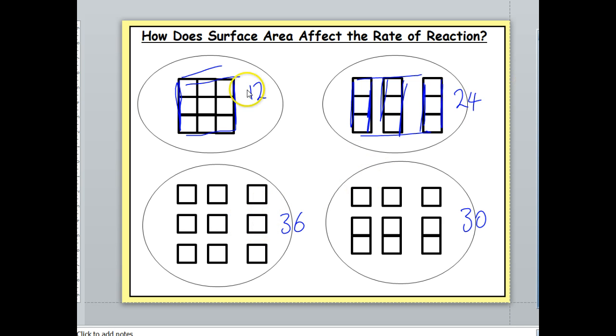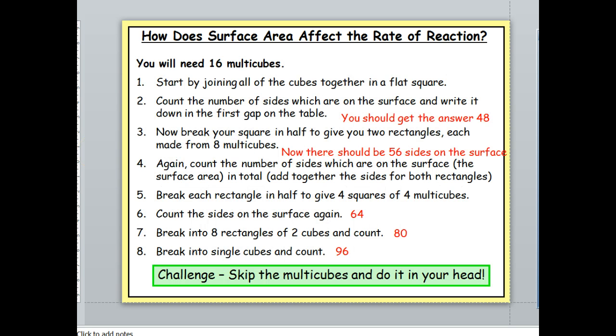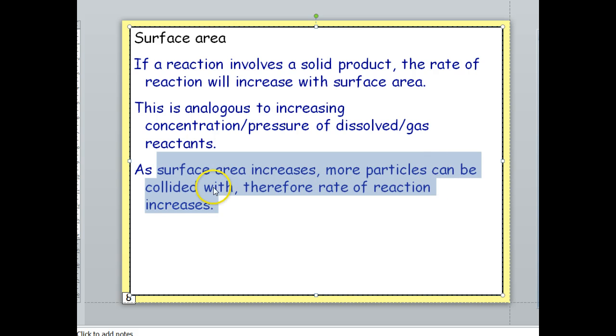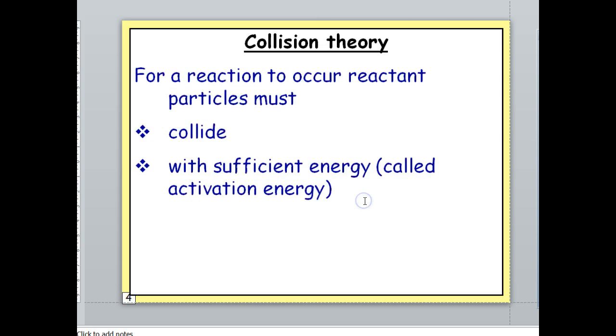So formally, if we look at how surface area affects rate of reaction, the rate of reaction will increase with surface area. As the surface area increases, more particles can be collided with, and therefore the rate of reaction increases. So that links back with our collision theory. Particles must collide, and they must collide with sufficient energy. By providing more particles, we have more collisions, and therefore we have a greater rate of reaction.